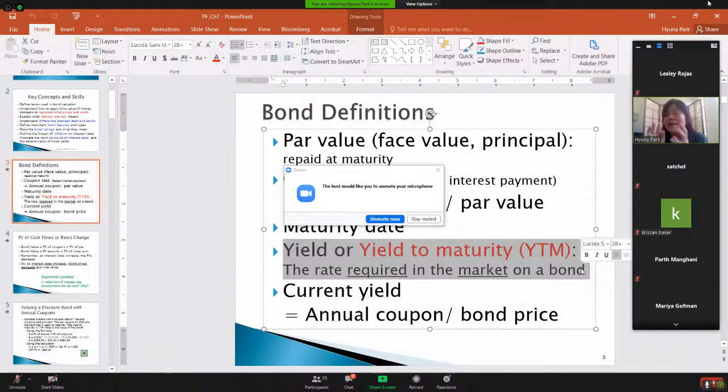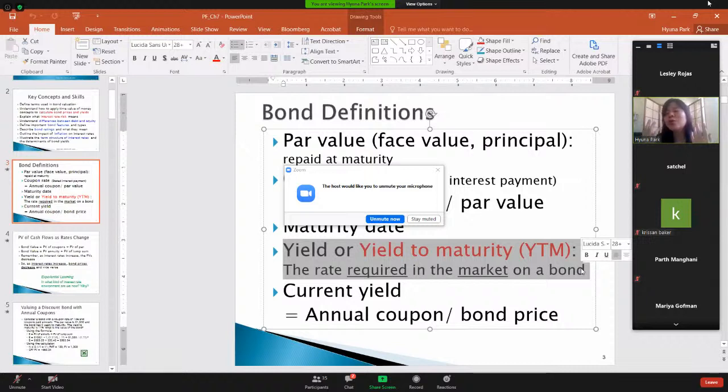But even though I emphasize this a lot, when I teach the next level finance class, investment class, many students still think that if I ask you, what's the discount rate for bond valuation? Many students say the coupon rate. It's wrong. So coupon rate is not the discount rate. Yield to maturity is the discount rate. Yield to maturity is the required return.